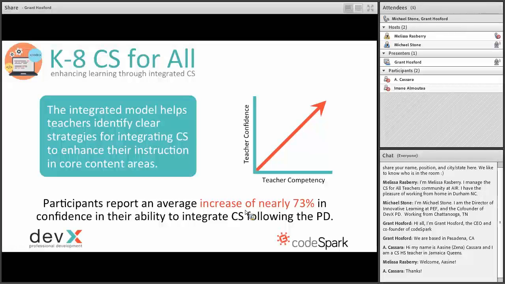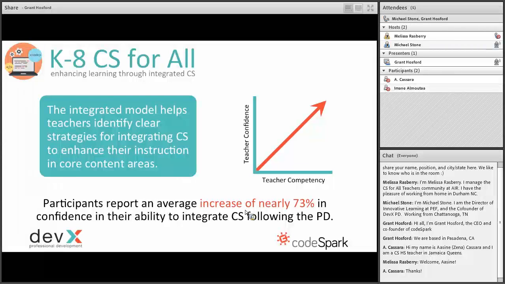This is limited. We don't have a large enough sample size to report anything that's ridiculously moving the needle. But we are seeing participants reporting an average increase, nearly 73%, in their confidence in their ability to integrate computer science.